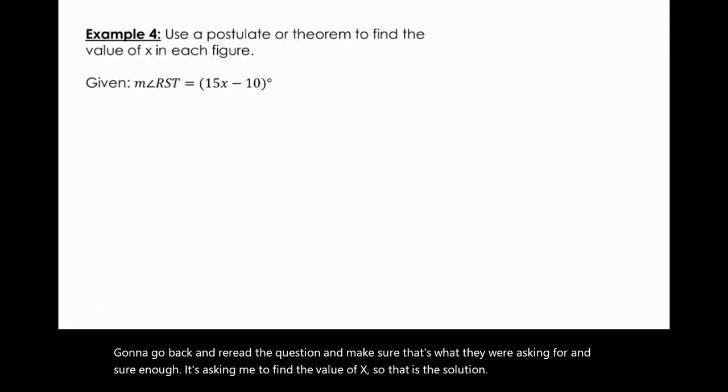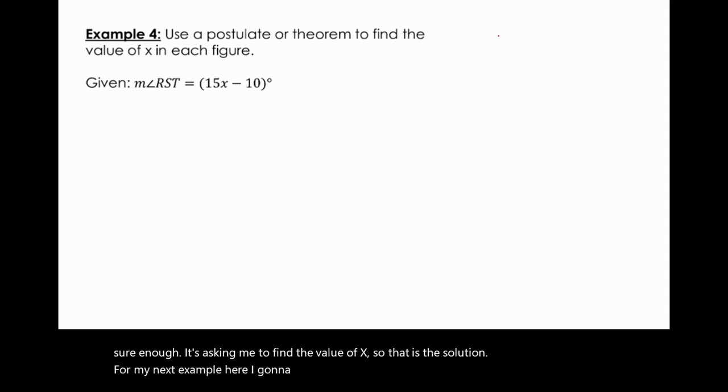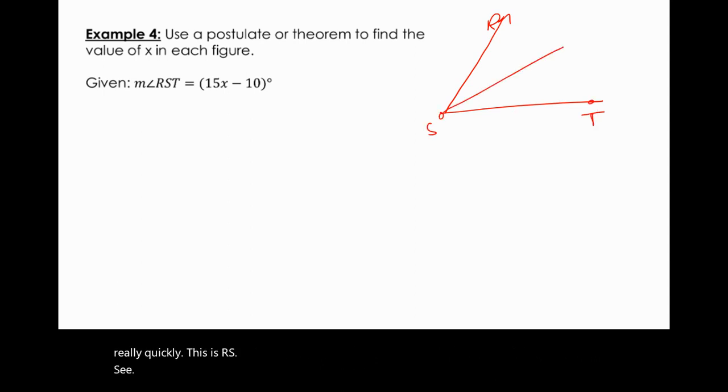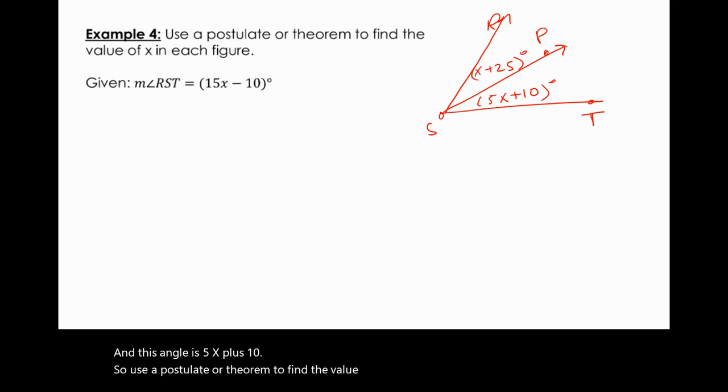For my next example, this one comes with a figure, so let me draw it really quickly. This is R, S, T, and then there's an extra little ray in here. This is x plus 25, and this angle is 5x plus 10. Use a postulate or a theorem to find the value of x in each figure. So this is the same question as the last one.